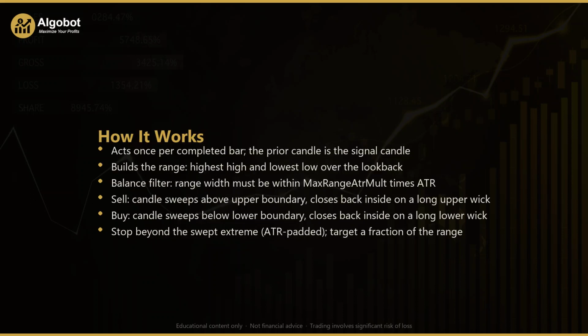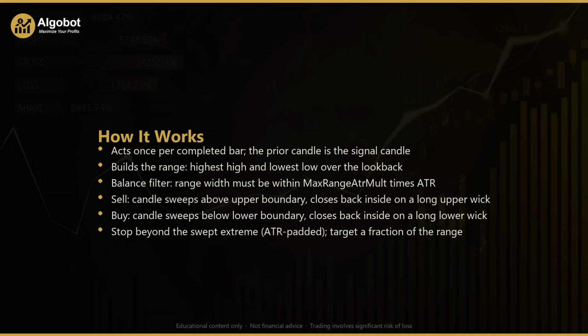The EA does its thinking once per completed bar, so it isn't reacting to every tick. It waits for a candle to close before making any decision. When a new bar opens, the previous candle is treated as the signal candle, and the analysis begins. First, the EA builds the balance range. It looks back across the bars before the signal candle, takes the highest high as the upper boundary and the lowest low as the lower boundary, and measures the distance between them as the range width.